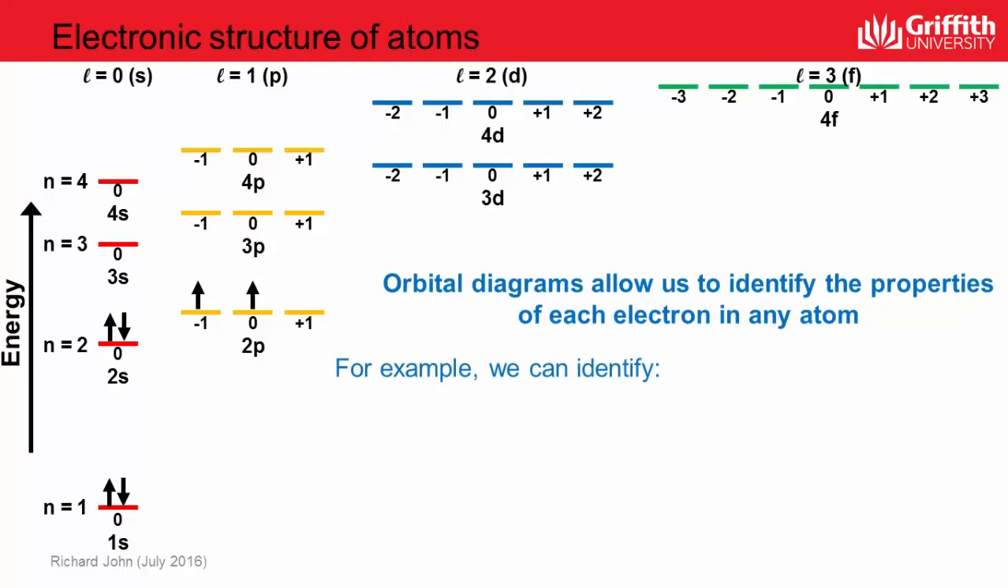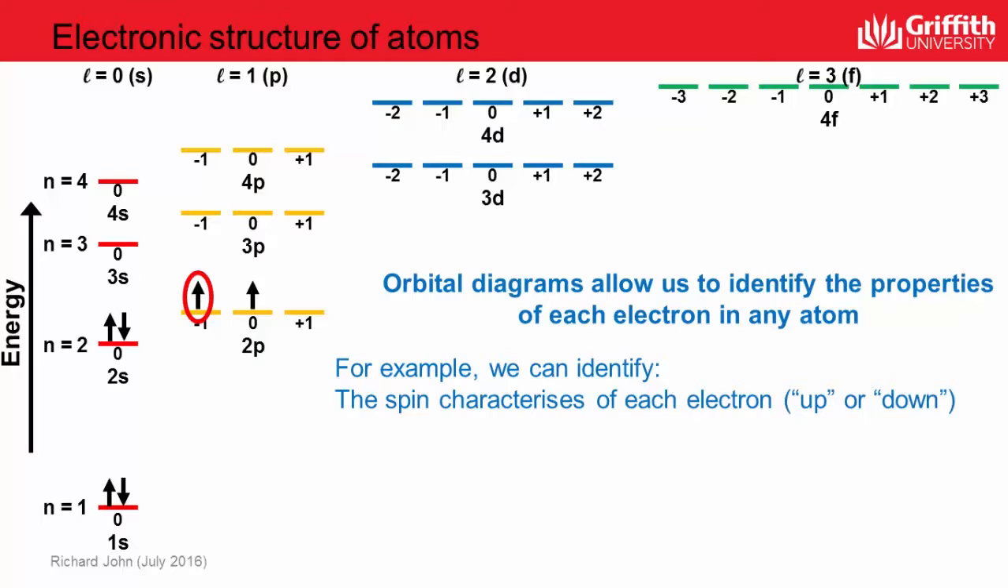For example, we can identify the spin characteristics of each electron, whether they're spin up or spin down, or spin up in this case here for this electron in the p orbital, or spin down in this particular electron in that 2s subshell there. We can identify electrons of low energy or high energy. For example, these 2 electrons down here in the n=1 shell have relatively low energy compared to the other electrons.